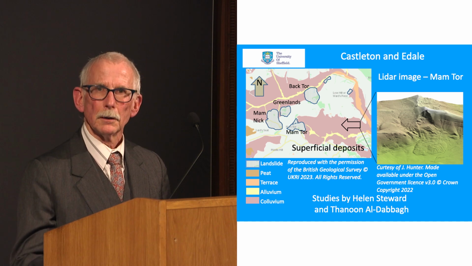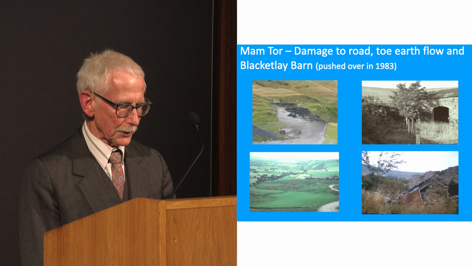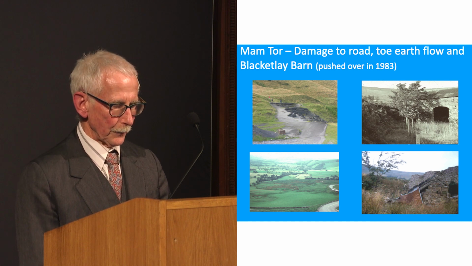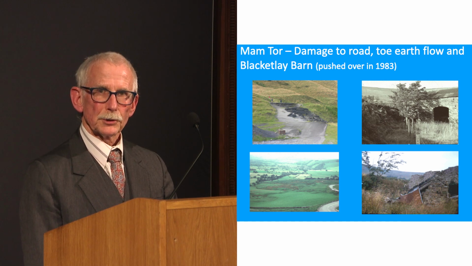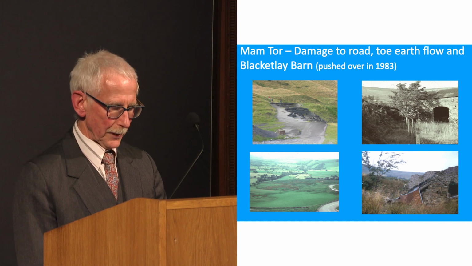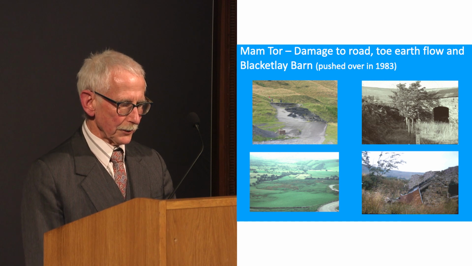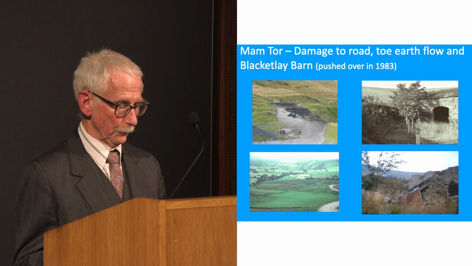This slide shows the damage to the road, which, as I said, crosses the landslide area twice, the toe area, which is the earth flow, and this led to it pushing over Blackett Lea Barn, which was in the fields just beyond the edge of the landslide in 1983. This landslide is still on the move and probably will be for some time into the future.